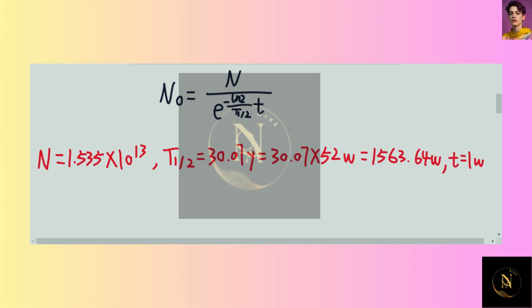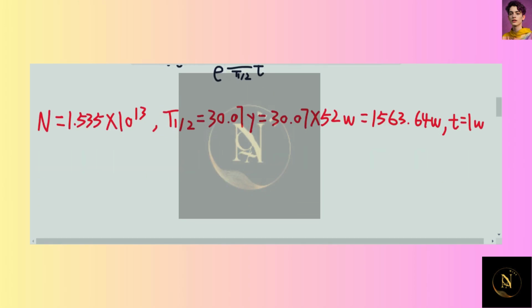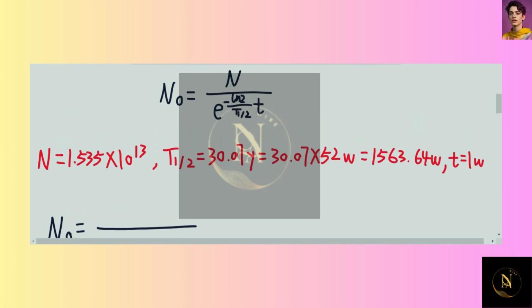So we know N is equal to 1.535 times 10 to the power 13. And we know the half-life for such isotope is 30.07 years. If we convert to weeks, it's about 1563.64 weeks. And we know the time is given as 1 week. So now let's plug back into the equation to determine the required number of atoms that need to be present in this case.